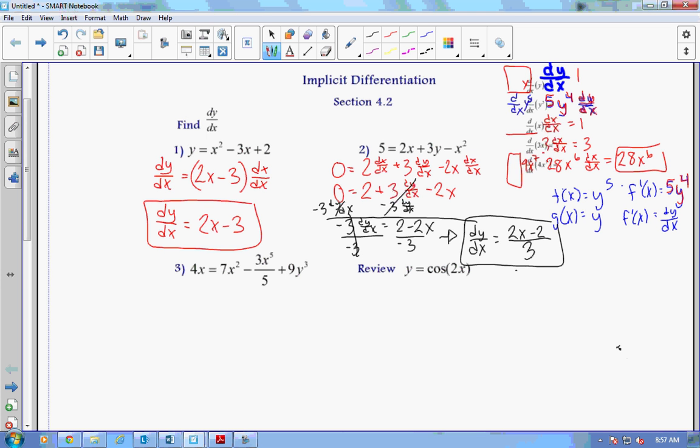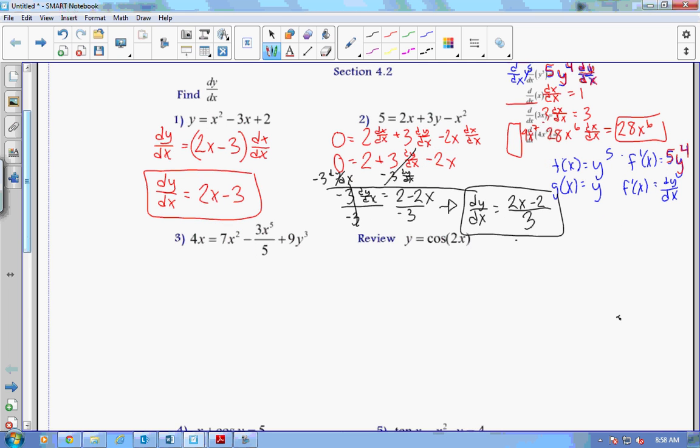These two had a good question. Could we have solved for y at the beginning and then taken the derivative secondly? Yeah. Okay? So on number 3, we could solve for y if we want, but with y cubed, you'd end up getting a cubed root in there, so you might want to save that till the end.